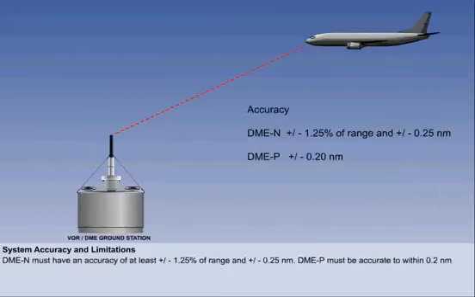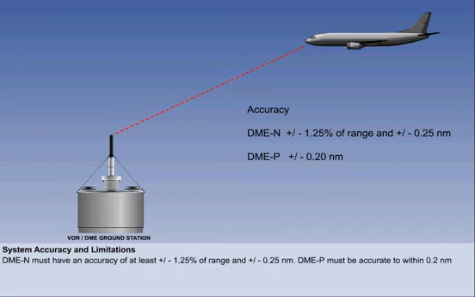Based on a 95% probability, the system accuracy for DME used for navigation should give a total system error not exceeding plus or minus 0.25 of a nautical mile, or plus or minus 1.25% of range, whichever is larger. This is called DME N, where the N stands for narrow spectrum. Precision systems, DME P, should have errors not exceeding plus or minus 0.2 of a nautical mile.